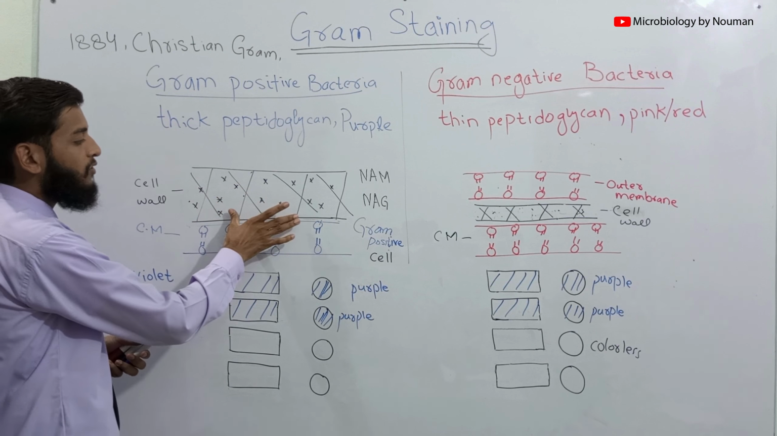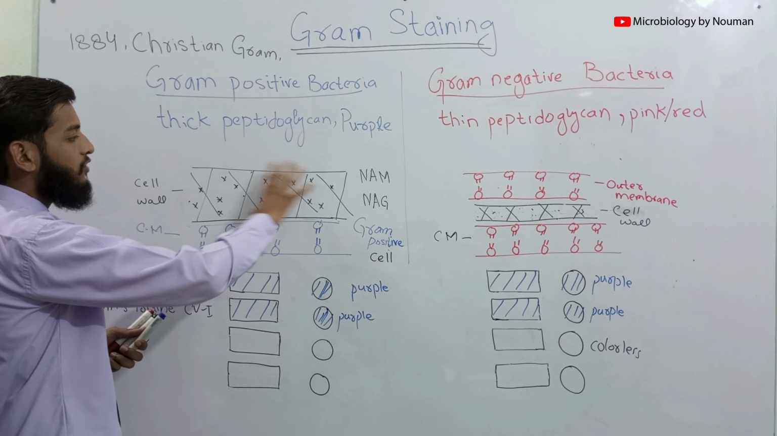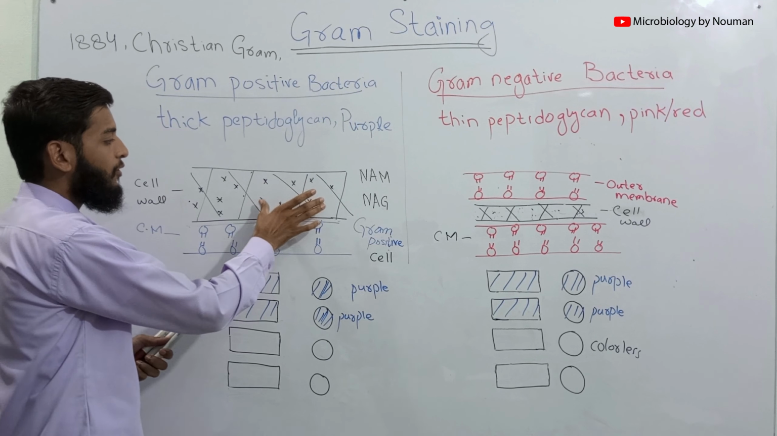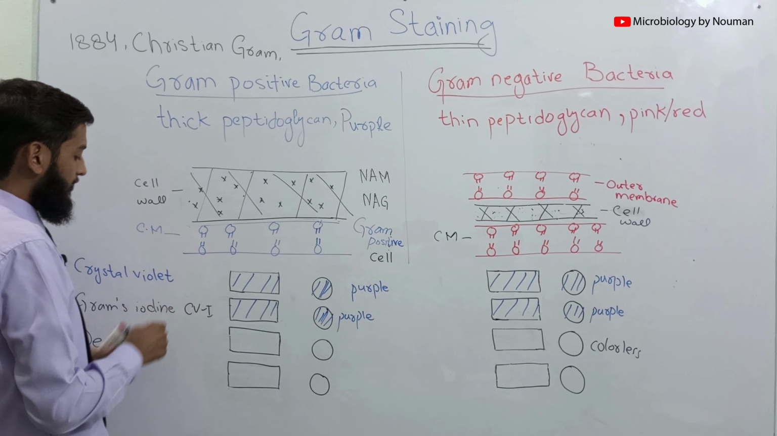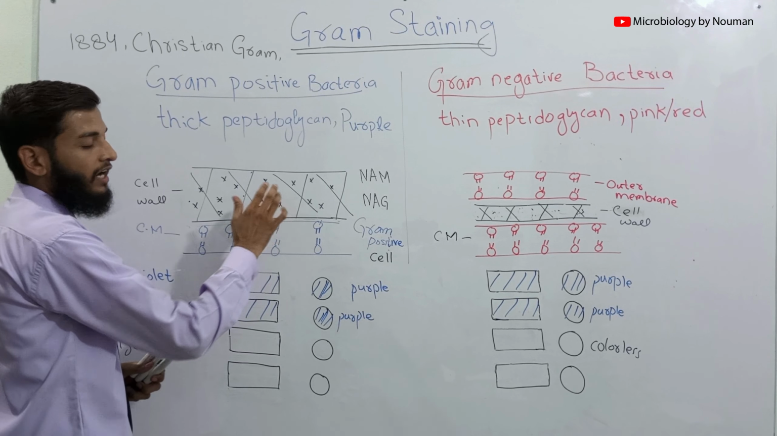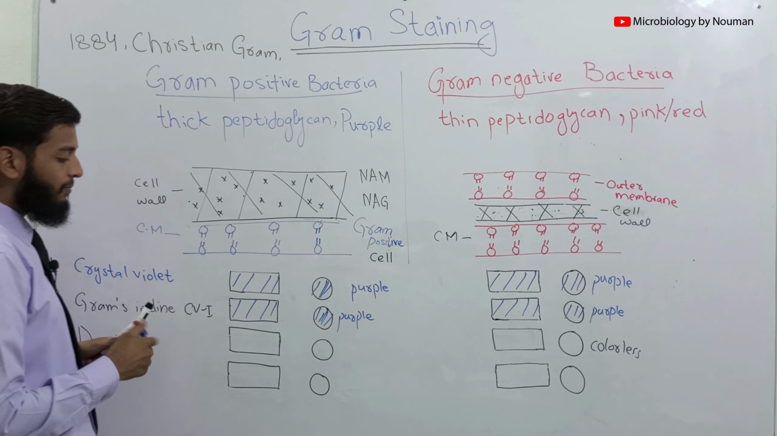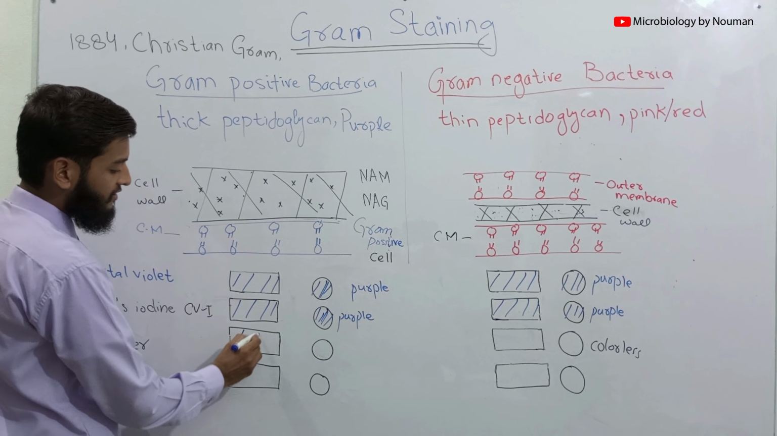Whereas gram-positive bacteria having a thick peptidoglycan cell wall, and there is a huge crystal violet iodine complex deposited in the gram-positive cell wall, this decolorizer will not be able to remove this crystal violet iodine complex. So bacteria will still appear as purple in color after this decolorization step.